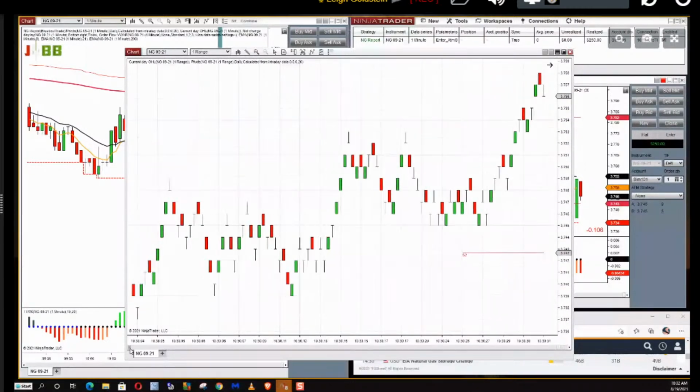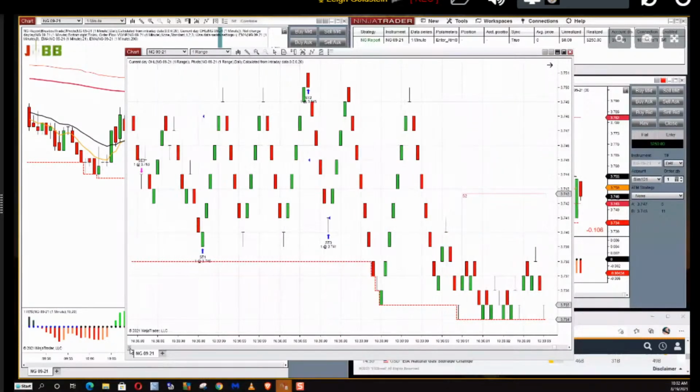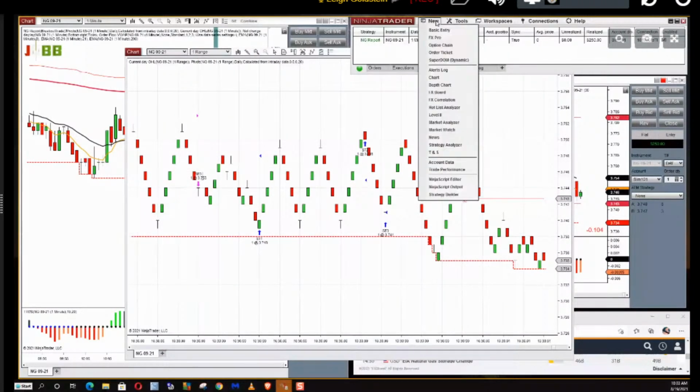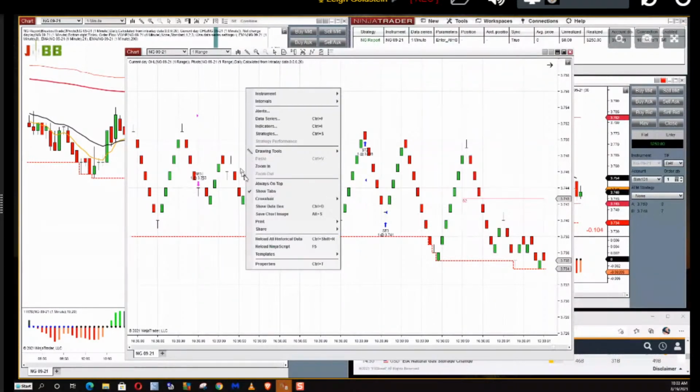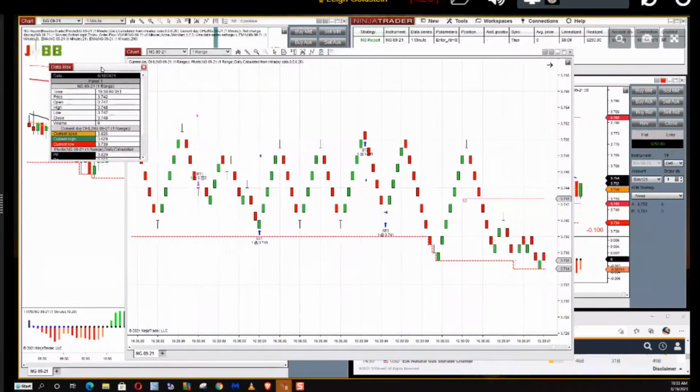So let's go back to the time of the trade. So there was my fill. Now another thing you can do, bear with me. Where is the data box? Okay, right click the chart, it'll show you the data box. If you hover over a candle, it will show you the volume of a candle. Some of these candles have no volume.